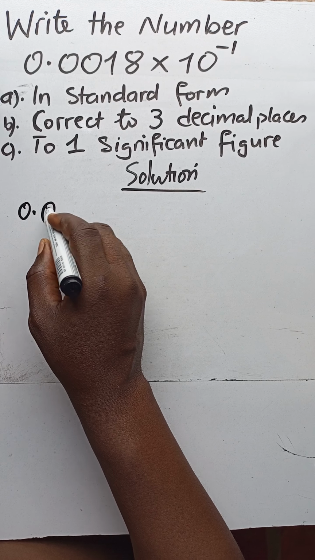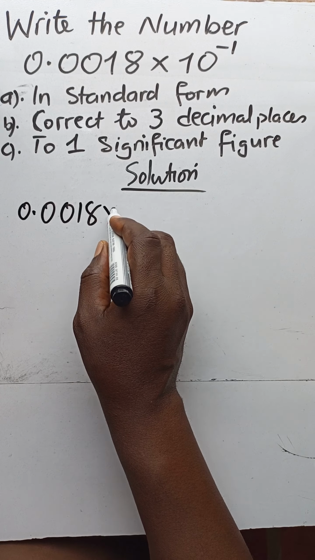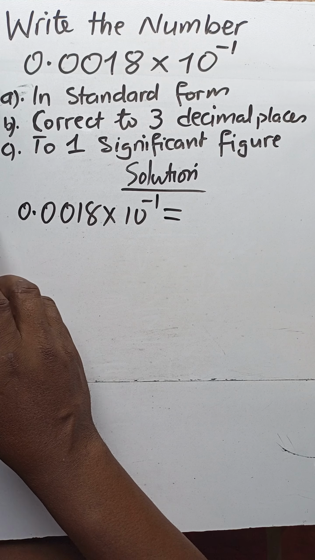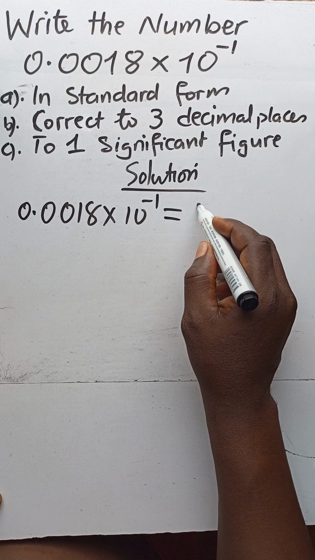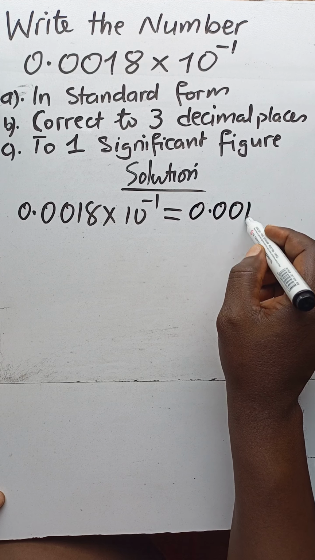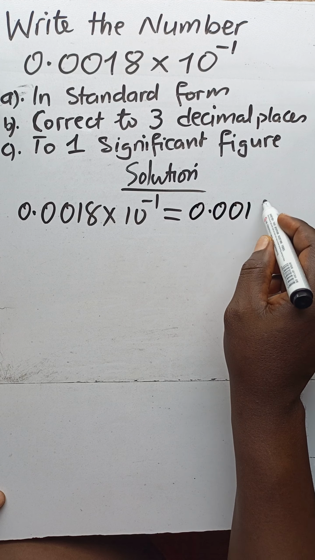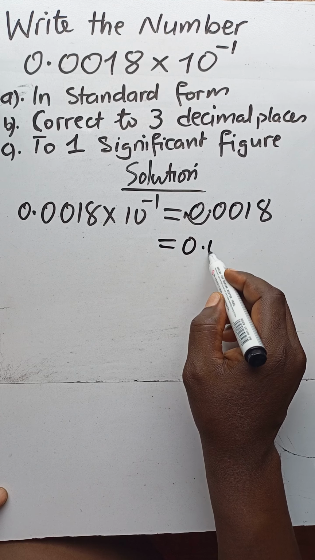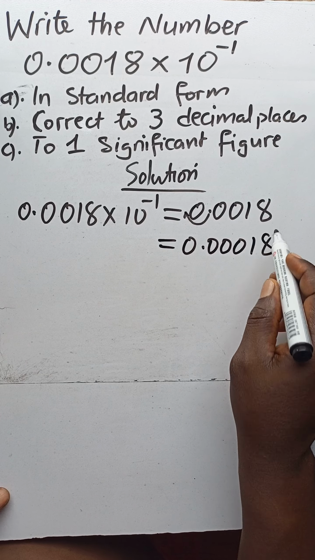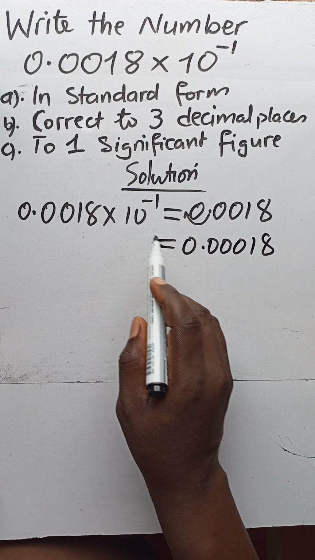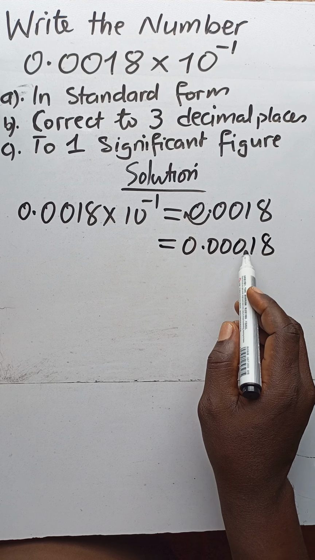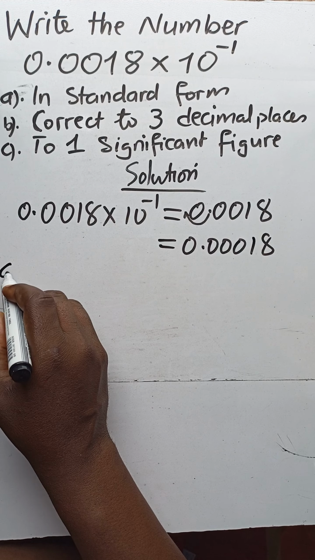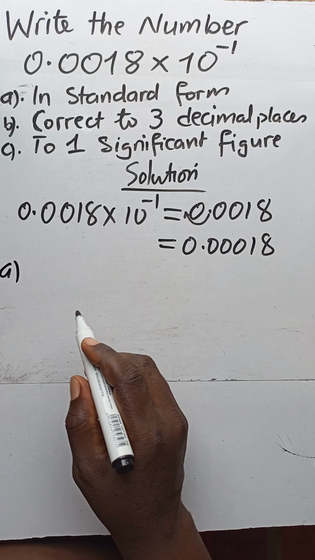So 0.0018 multiplied by 10 to the negative 1. The power here is negative 1, so we're going to move the decimal point one place to the left. Let's write the number again. We'll move the decimal point one place to the left, and so our answer becomes 0.00018. So this number is actually 0.00018.